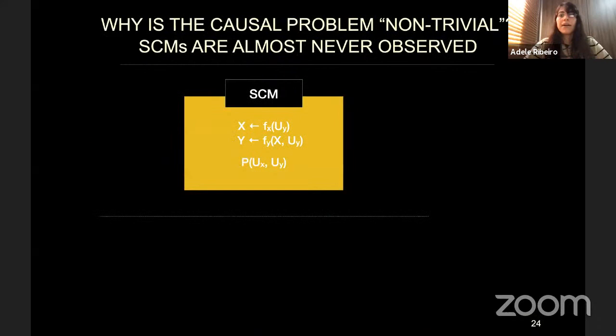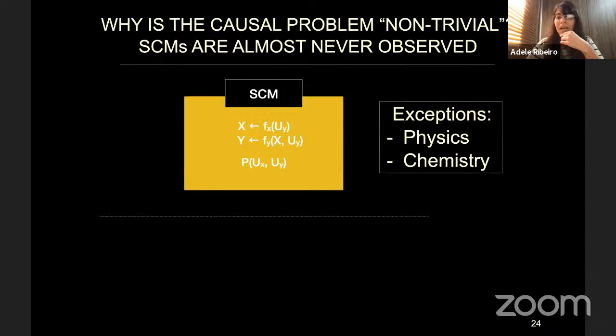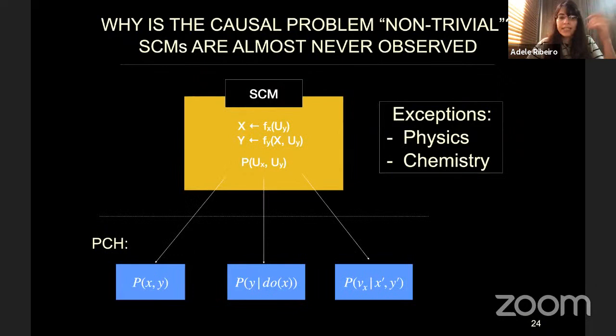So why is this a hard problem? The challenge here is that in almost any field, the structural causal model is not observed. The causal model is there, it's the data generating model, it's modeling reality, it's nature. We have some exceptions in physics and chemistry, where sometimes we understand what these functions are, but in most cases we don't have the SCM. But the SCM induces all the distributions that we talked about in the Pearl causal hierarchy. From the SCM, we have the observational distribution, the interventional distribution, and the counterfactual distribution. All of them come from the SCM.